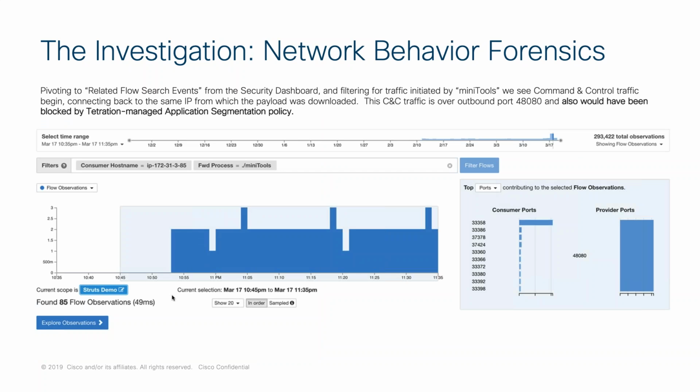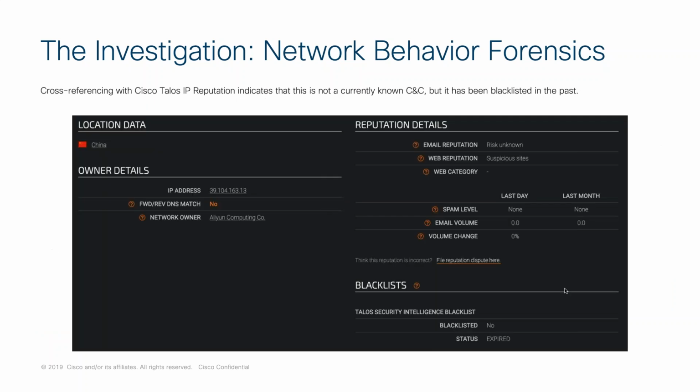We can double click down again and look at that combination between process and network data. Again, I don't care what cloud this is in. Searching for all of the network traffic initiated by that mini tools process, right? And pivoting over and seeing, hey, a lot of this traffic is on port 4880. This is probably our CNC connection. Well, do we know about this CNC connection? Let's do some research.